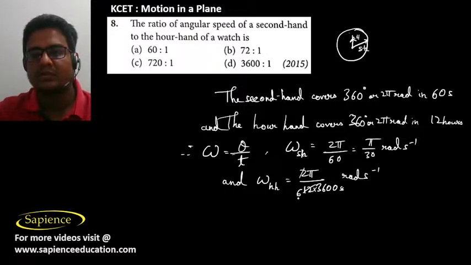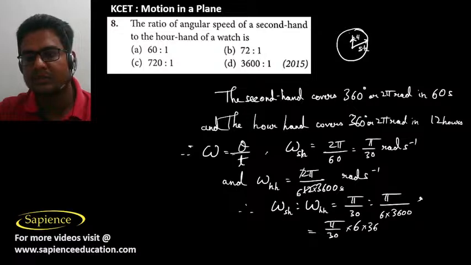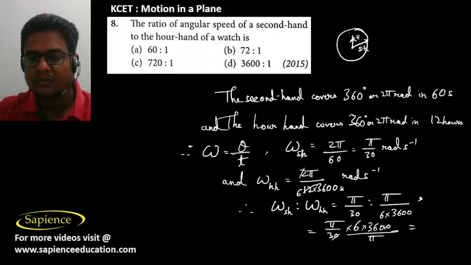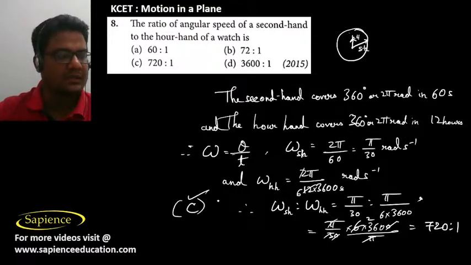So 2 6 are 12. Now the ratio of the angular speed of the second hand to the hour hand will be pi by 30 is to pi by 6 into 3600. So that will be equal to pi by 30 into 6 into 3600 divided by pi. So 0 0 will cancel, pi will cancel, 3 2s are 6. So 720 is to 1, which is option C. So option C is the correct answer.